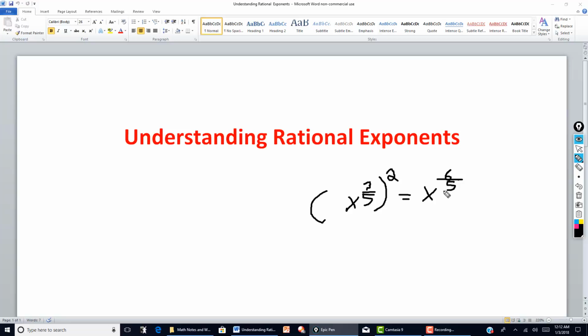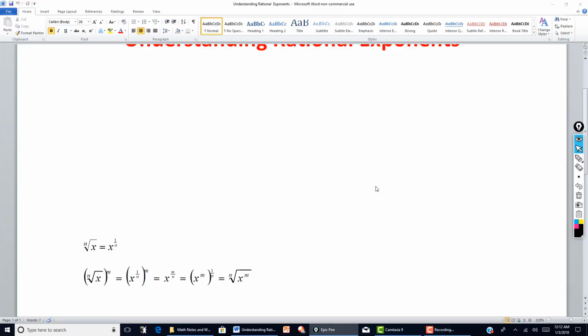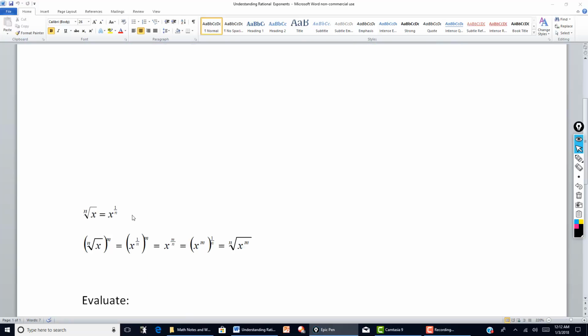Now, if you're looking at problems where you have to evaluate, that is, get a numerical answer, and you're dealing with rational exponents, we might want to relate the rational exponents to radicals. So x to the 1 over n, where the exponent is 1 over n, is the same thing as the nth root of x. So the square root of 2 is 2 to the 1/2.